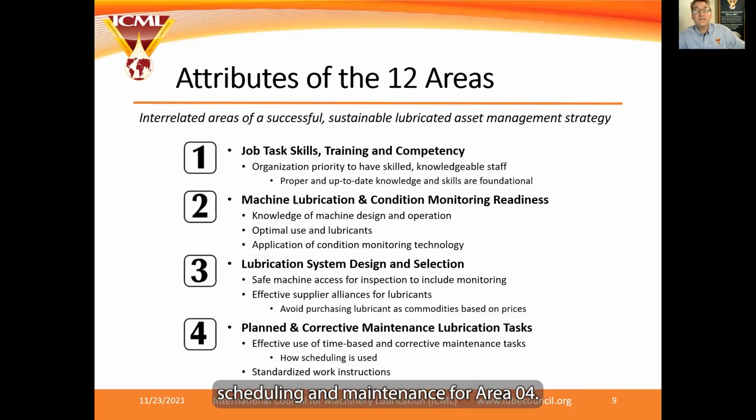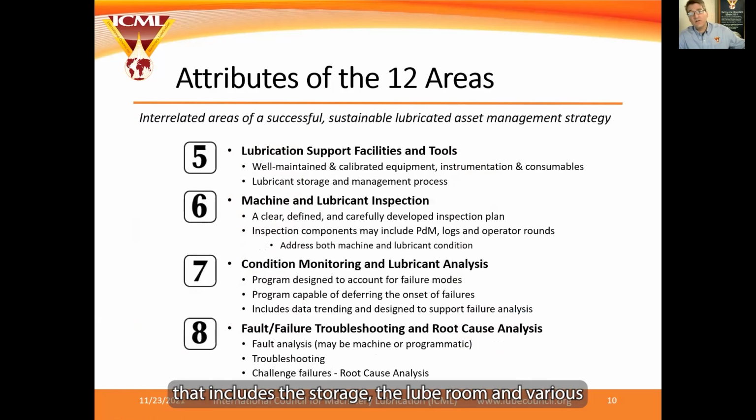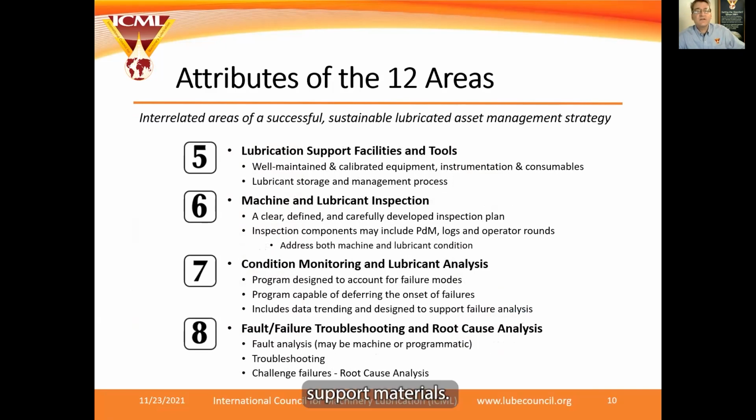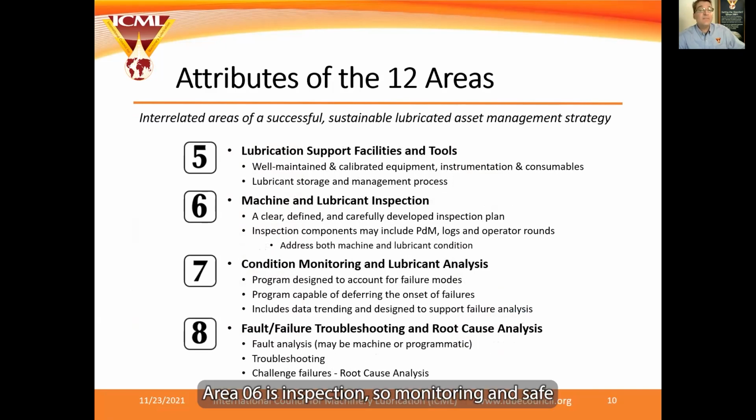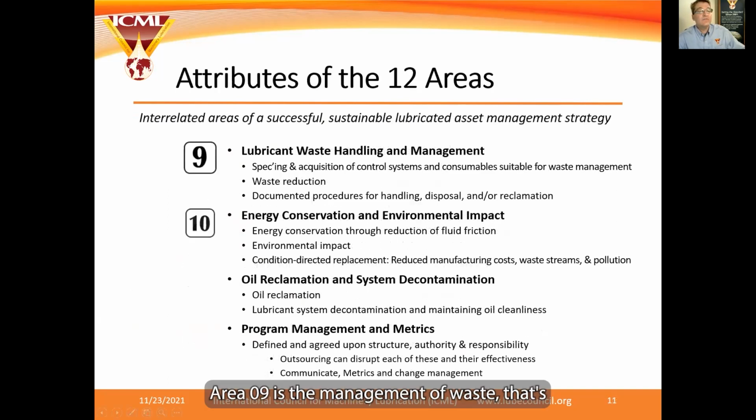Lubricant scheduling and maintenance for Area 4. Area 5 is the support facilities and tools. That includes the storage, the lube room, and various support materials. Area 6 is inspection, so monitoring and safe access around the machinery. Area 7, lubricant analysis, and Area 8, troubleshooting and root cause analysis, kind of self-explanatory there. Area 9 is the management of waste.